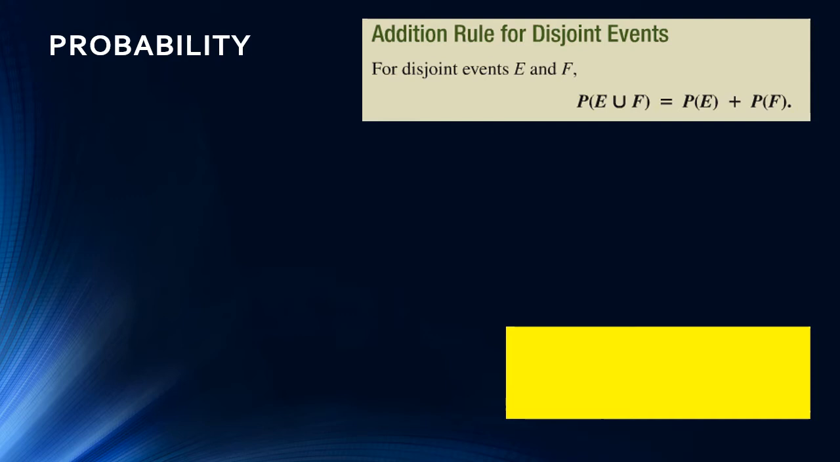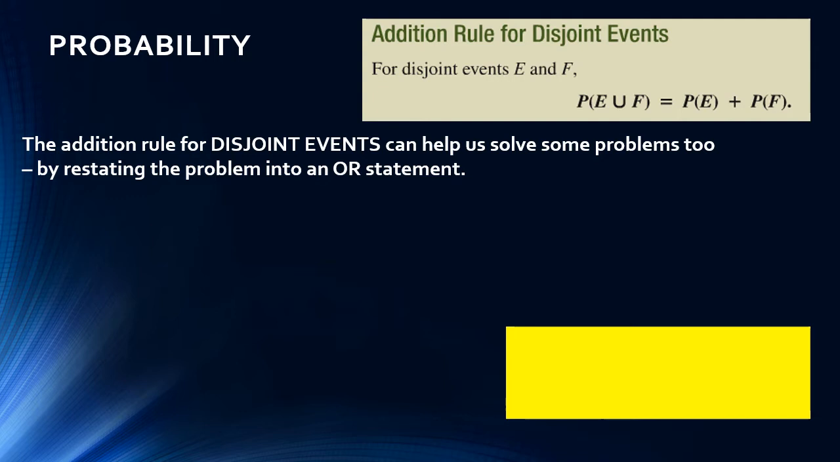If events E and F are disjoint, that they don't have anything intersecting, then the probability of E or F is simply the sum of their probabilities. Well, this of course makes sense, because if they didn't have anything in common, then the probability of E and F would be 0. So it's really the same formula, just knowing that the probability of E and F for disjoint events is 0. The addition rule for disjoint events can help us solve some problems too by restating the problem into an OR statement.